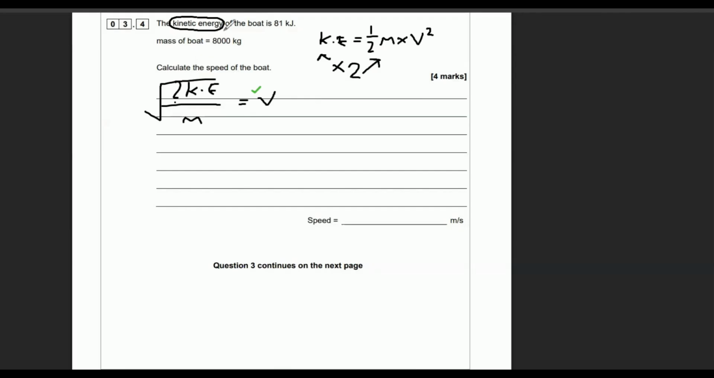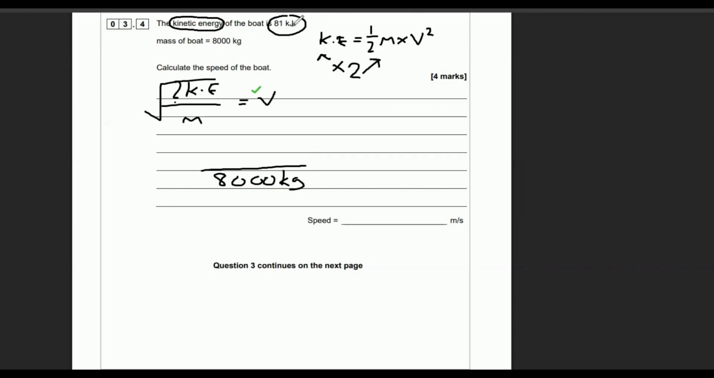Now, I need to check my units. 8,000 kilograms. Well, mass is always in kilos, so that's lovely jubbly. I'm going to write 8,000 kilos there. In physics, we like to use kilograms for mass. I know in chemistry you use grams when you're doing moles, but in physics, kilograms for mass. Get that down.